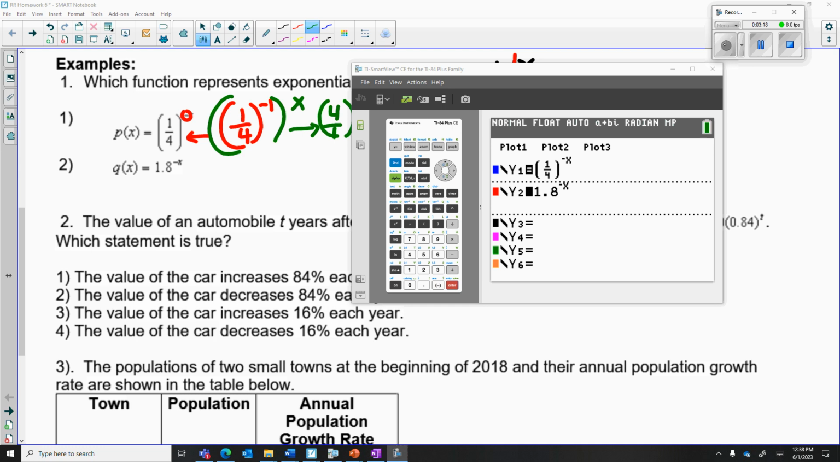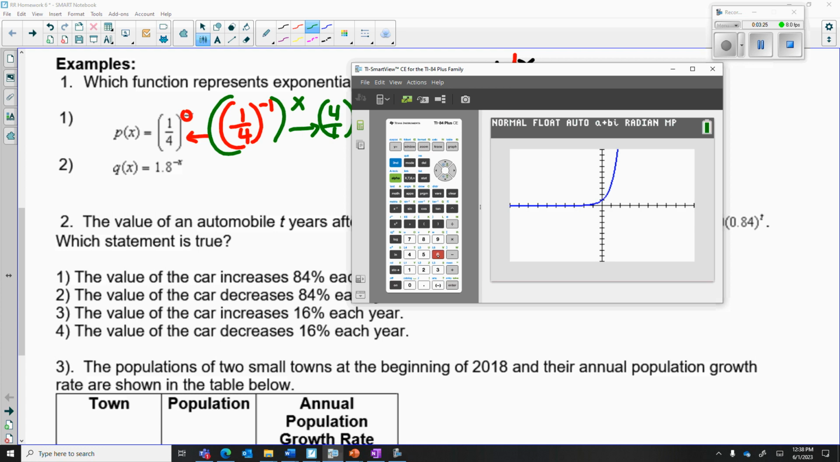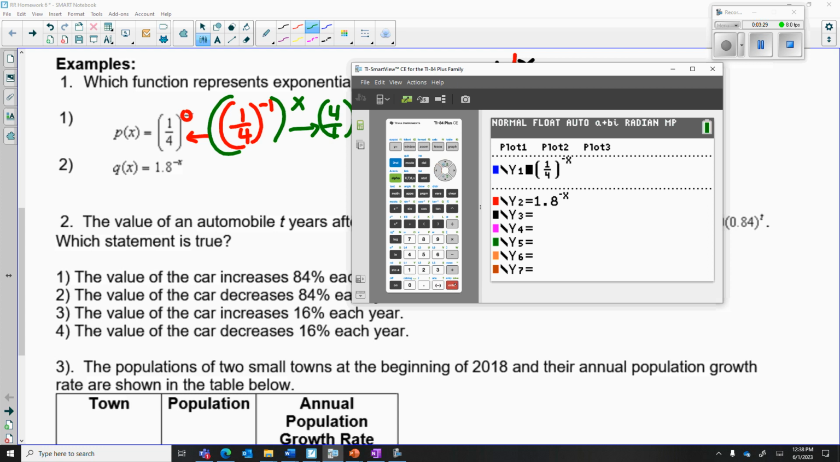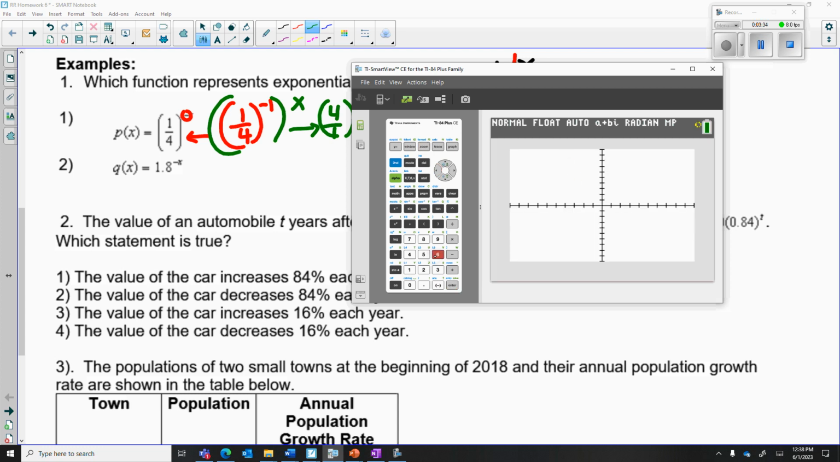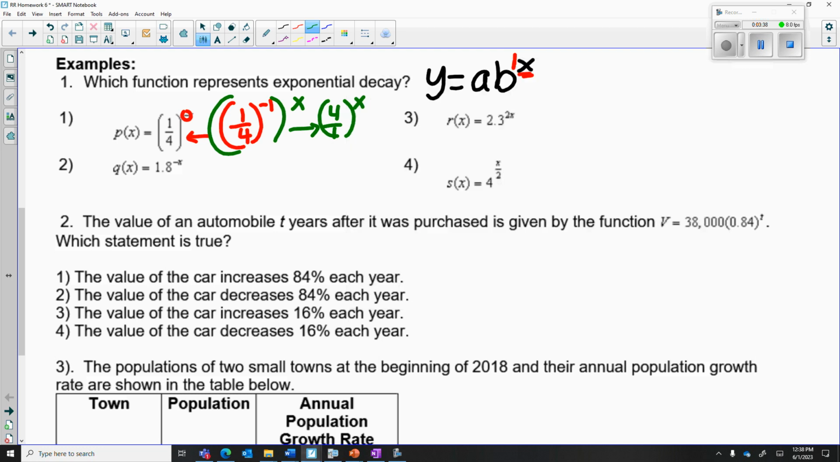So as you could see in Y1, I put in choice 1 and I have highlighted Y1. So if I hit graph or zoom 6, that is growth, not decay. However, if I turn off Y1 and I put in choice 2 by hitting enter on the equal sign to turn it back on, you're going to see that choice 2 is actually the winning answer, because this is the one that is decay. 1.8 to the -1 power is actually equal to 1 over 1.8 to the first, and that actually is going to be the decay. So the answer is choice 2.